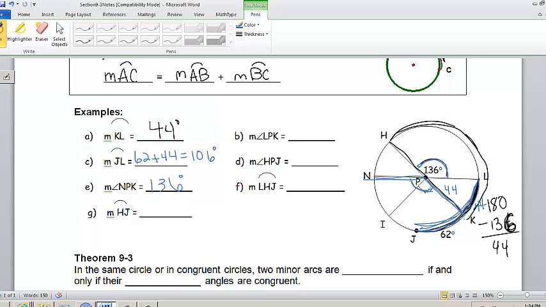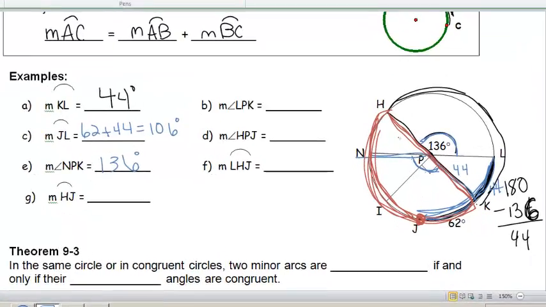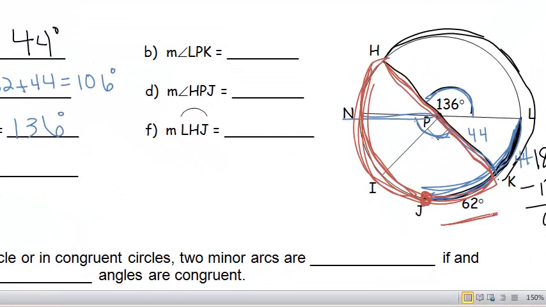Now HJ. Okay, HJ, here we go. Now do you guys see this half circle? Remember, that's 180 degrees. I want everything from H to J, so I'm just getting rid of this 62 part. So 180 minus 62 is 118.